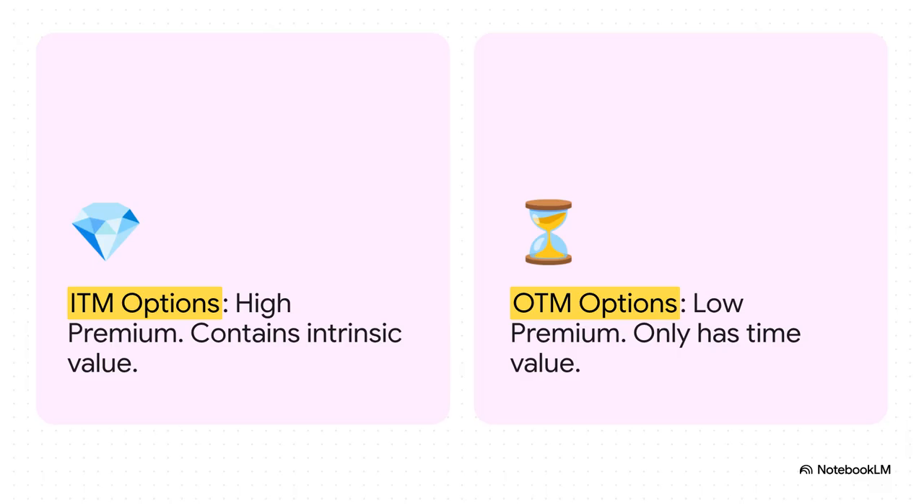They command a high premium because they contain a real intrinsic value, meaning they're already worth something if you exercise them right this second. Out-of-the-money options, however, have a very low premium. Why? Because they hold zero intrinsic value. You are literally only paying for the time left until expiry, essentially crossing your fingers that the market swings in your favor before the clock runs out.